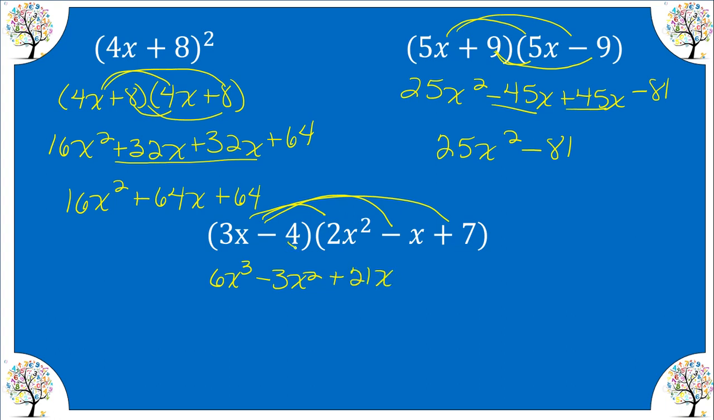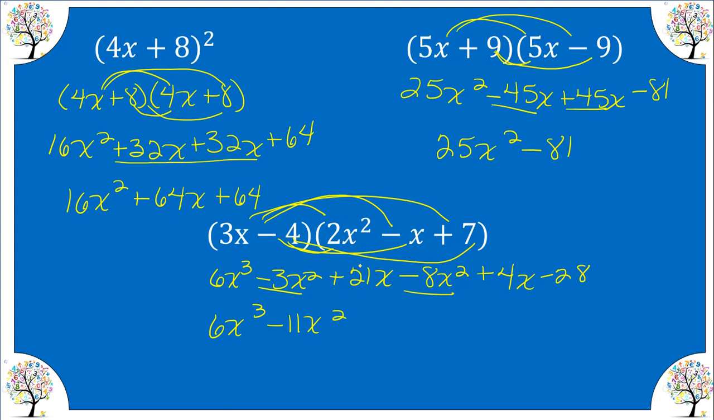Now let's distribute the -4. We get -8x squared. Then -4 times -x is plus 4x. And then we have a -4 times the 7, we get -28. And we have one cubic term. We have two quadratic terms. We have two linear terms. Notice I include the operation in front of the term, so that's plus 25x minus 28. So we have a cubic polynomial.